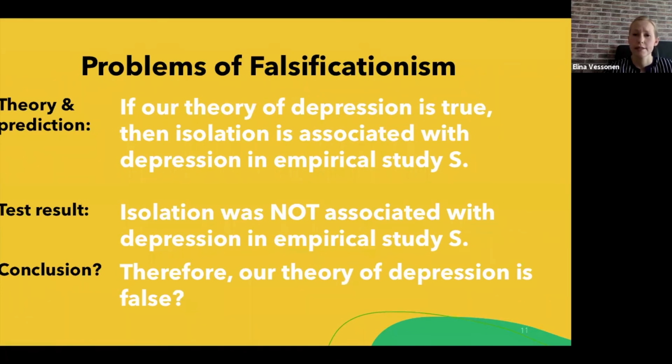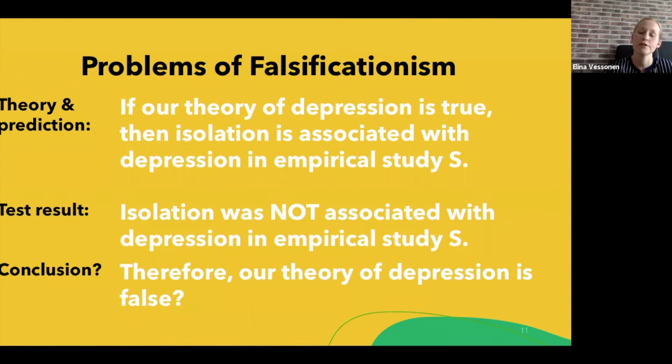So let's say that we have a big theory again about different aspects of depression. And let's say that one part of that theory talks about the relationship, perhaps a causal relationship, between depression and social isolation. And then from this theory, we make the prediction that isolation is associated with depression in empirical study S, which is conducted under certain circumstances. So we have a theory and we have a prediction.